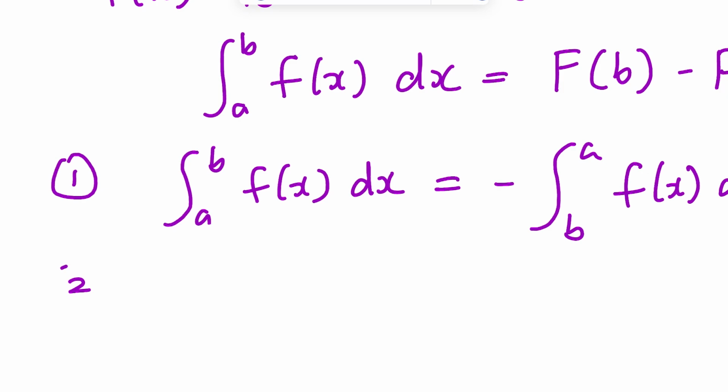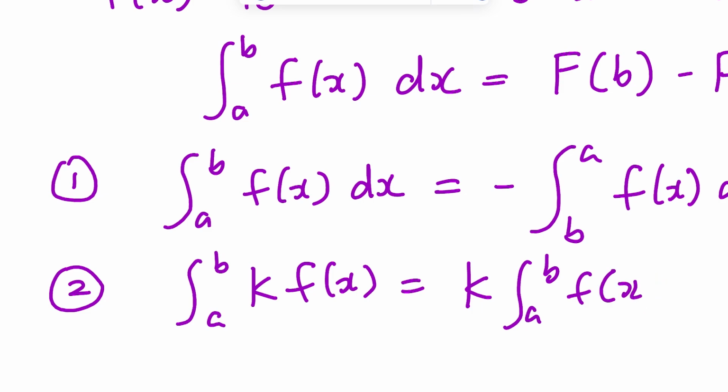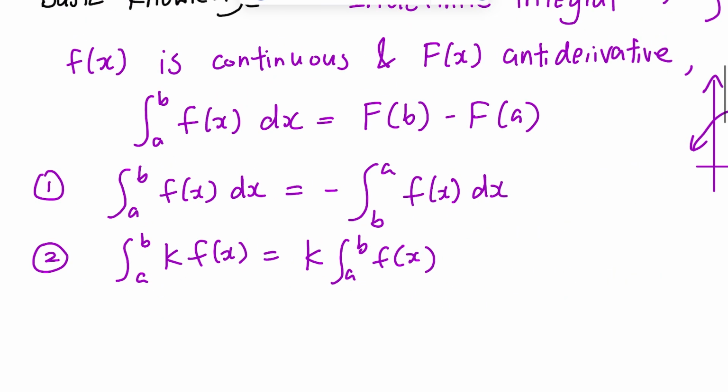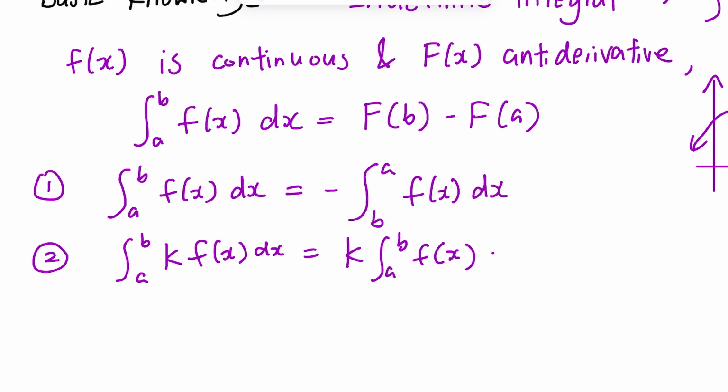Another property that you want to note is, again, we have the same thing, but now we have a constant in front. So k is a constant. Then if you leave it outside, it's the exact same thing. And sorry, I forgot, you must always add dx every time you integrate.